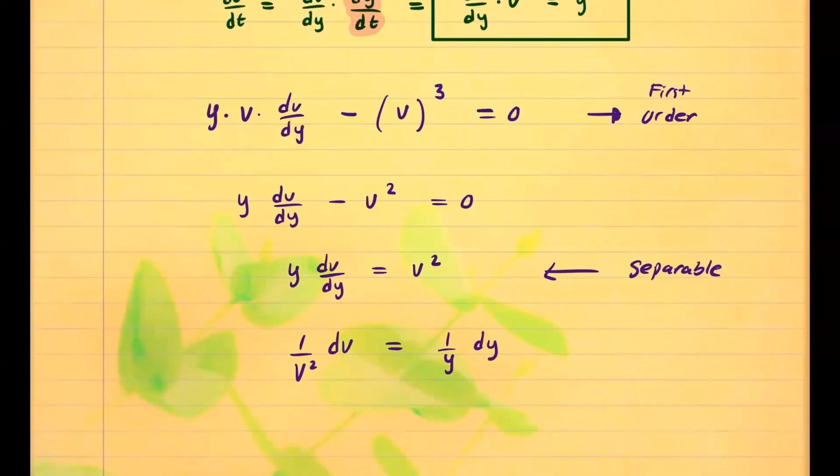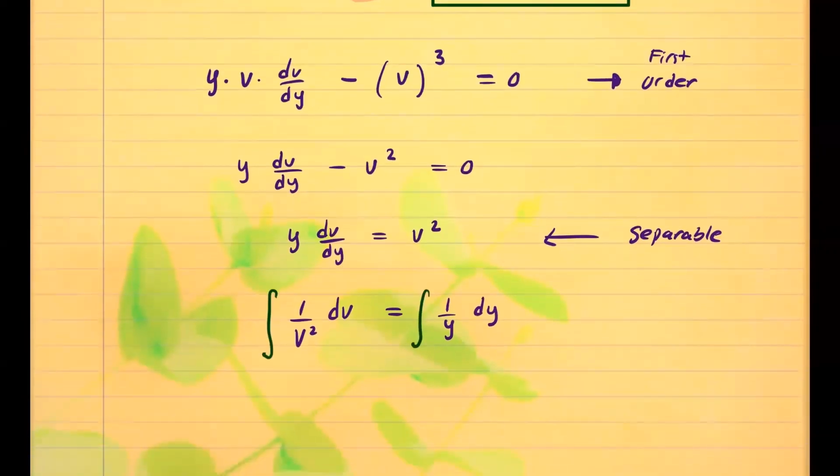Now you see this is separated, so now we can go ahead and integrate both sides with respect to its variable. When you integrate the left-hand side using the power rule of integration, you get negative 1 over v. Hold on to your constant. And then on the right-hand side, if you integrate 1 over y with respect to y, you get ln of the absolute value of y. And now we can put our constant. Let's call it c1.